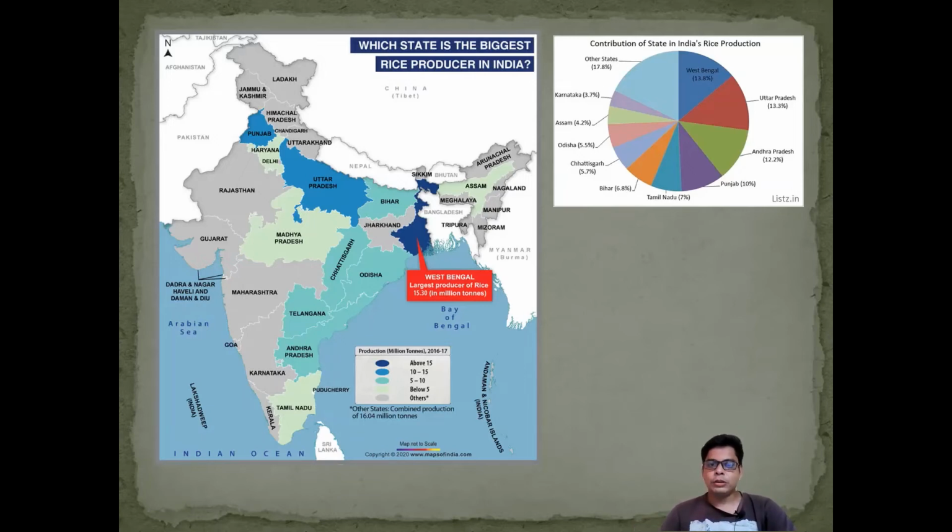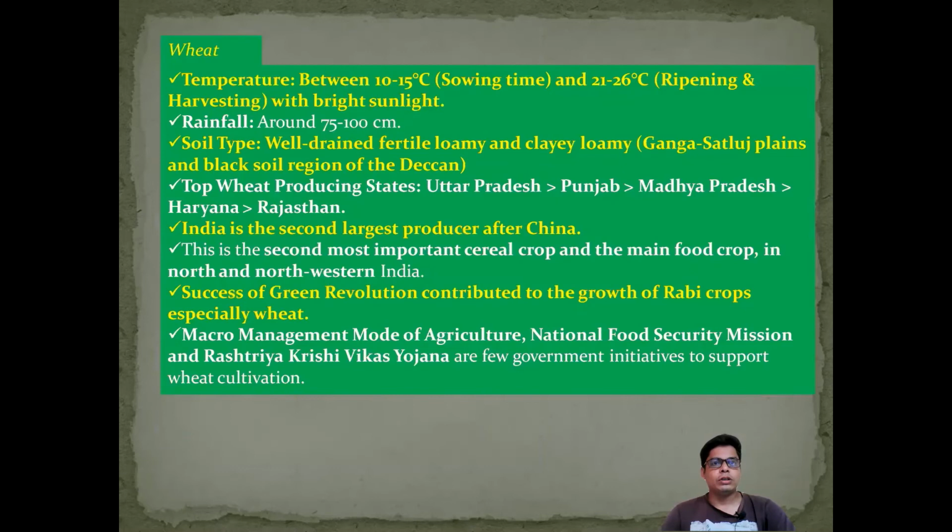Next, if you want to discuss, that is wheat. This is also a staple food. This is actually a rabi crop. The temperature is 10 to 15 degrees centigrade, and 21 to 26 degrees centigrade in the ripening time, with bright sunshine. Moderate rainfall is needed, 75 to 100 centimeters.